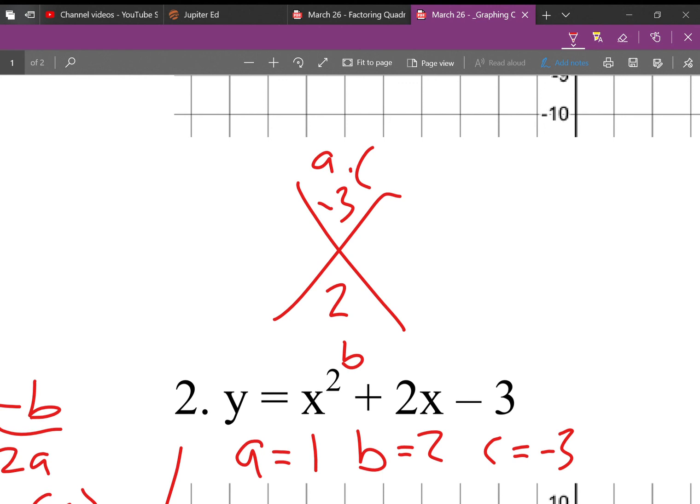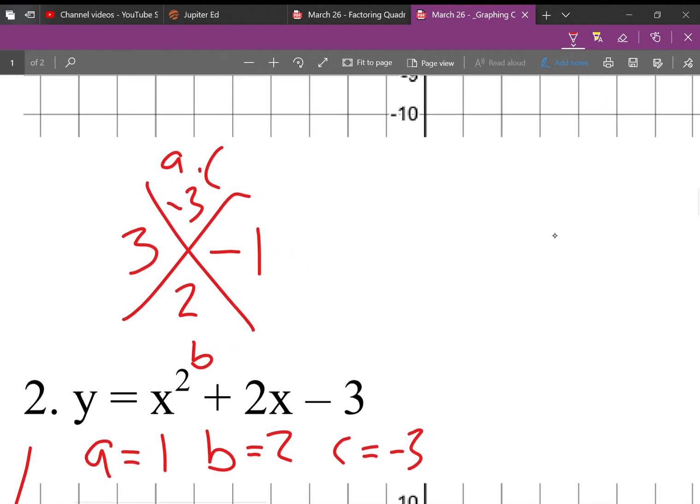Now, to make a negative number on the top and a positive number on the bottom, I know one of my numbers has to be positive, one has to be negative. In this case, it's going to be a positive 3 and a negative 1, where 3 times negative 1 is negative 3 for the top, and 3 minus 1 is positive 2 for the bottom. Which means my factored form looks like x plus 3, x minus 1.